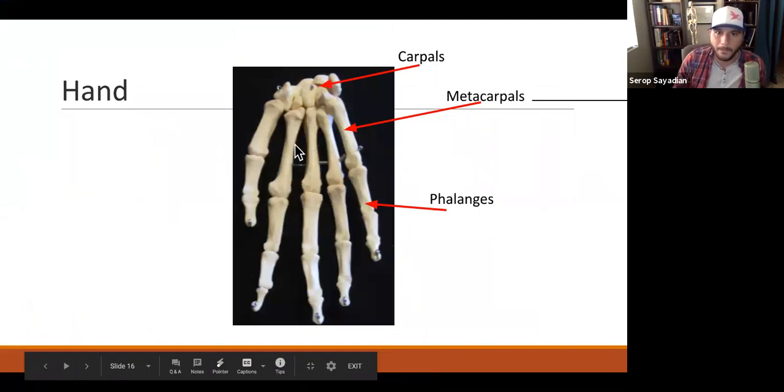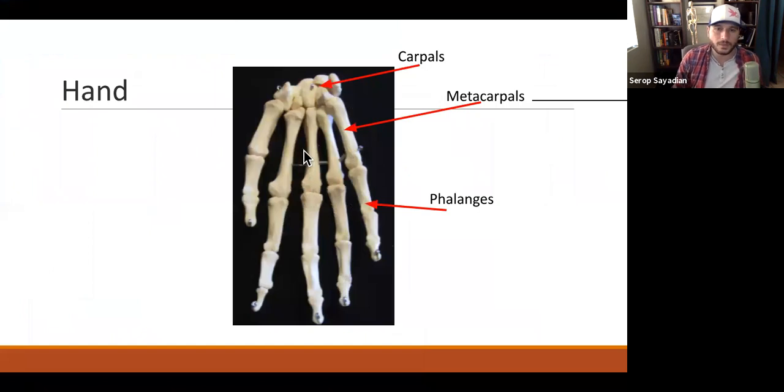Now we have the metacarpals. The metacarpals are the bones in the hand. A lot of students get confused. They think these are your fingers. No, these are not. These are your hand bones. If you feel inside your hand, you have long bones in here, right? These are the metacarpals.